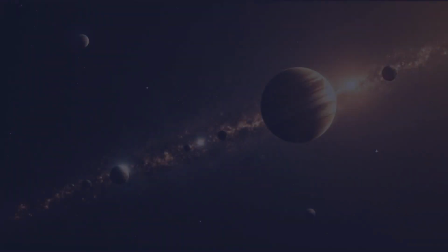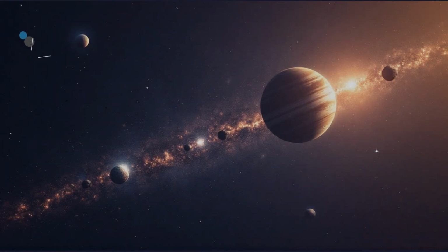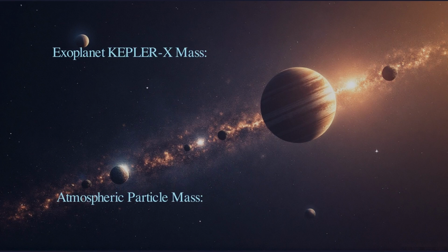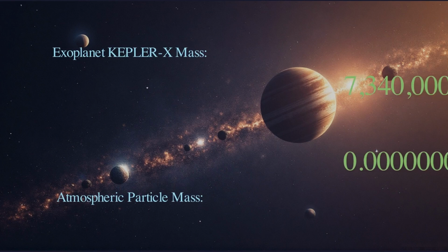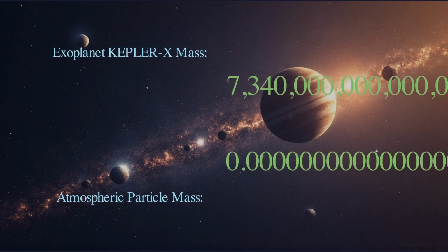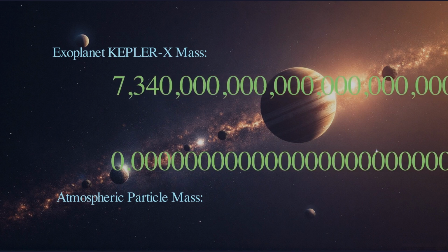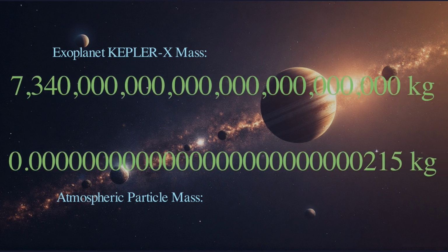Imagine you're a mission controller. A deep space probe has just sent back two critical pieces of data. First, the estimated mass of a newly discovered exoplanet, a staggering 7 septillion 340 sextillion kilograms. That's a 7 followed by a 3, a 4, and 22 zeros.